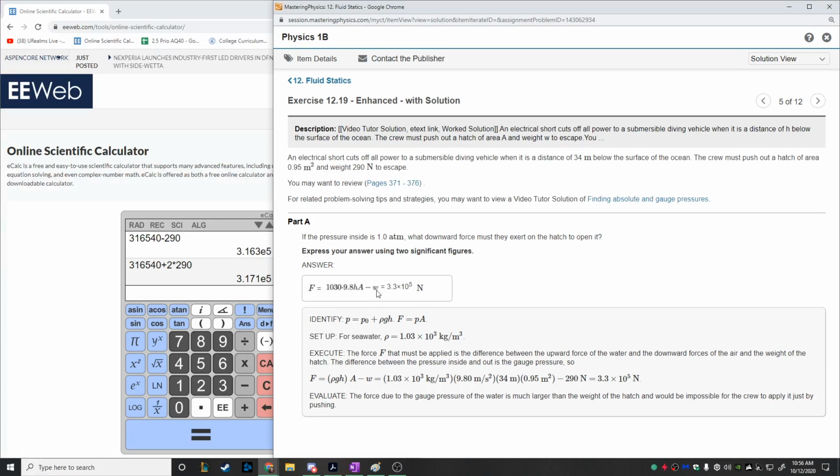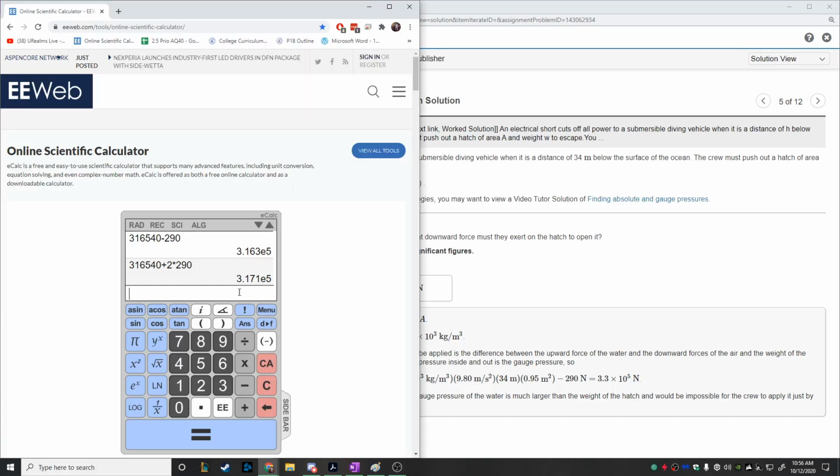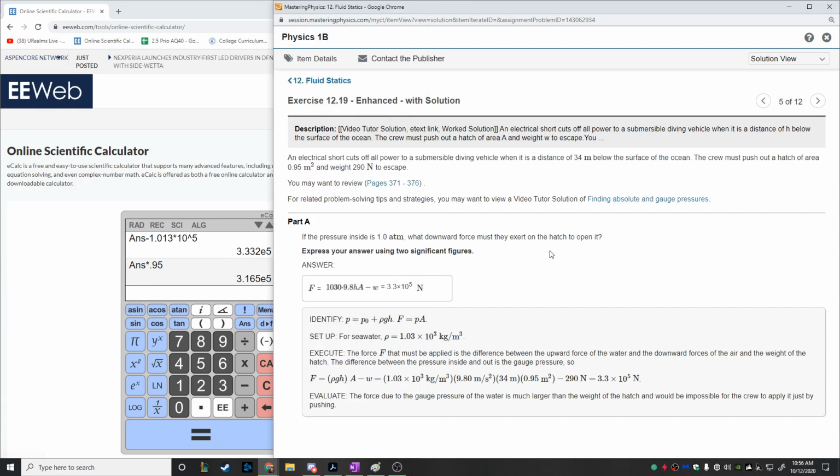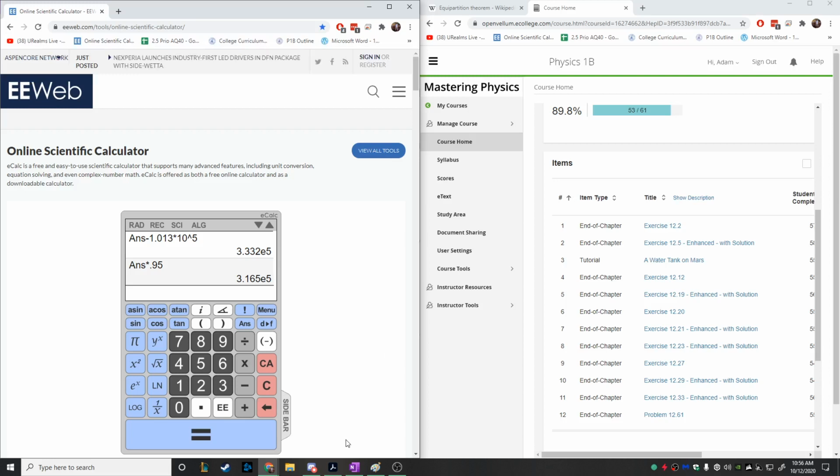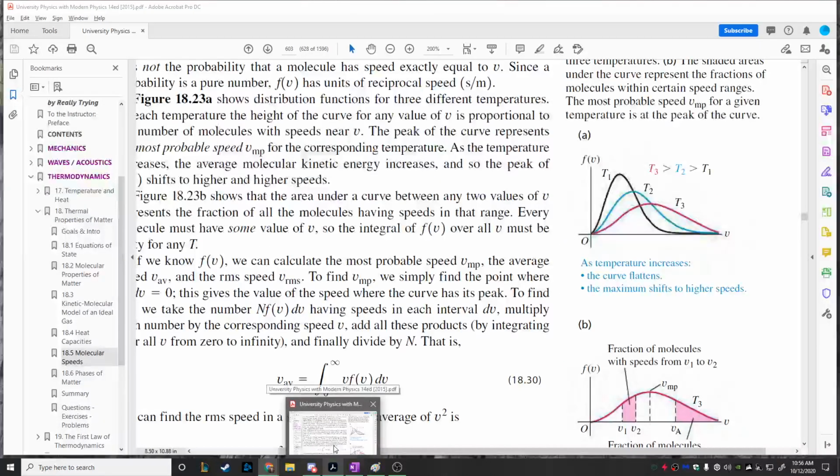Yeah, you subtract the weight. That's what we did. That's the number they got? Oh, did I plug in? Oh, it's seawater. That's what I did wrong. It's seawater. Sorry, I shouldn't have done this so quickly. I should have read it more carefully.